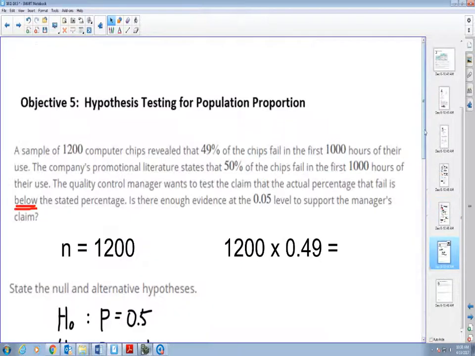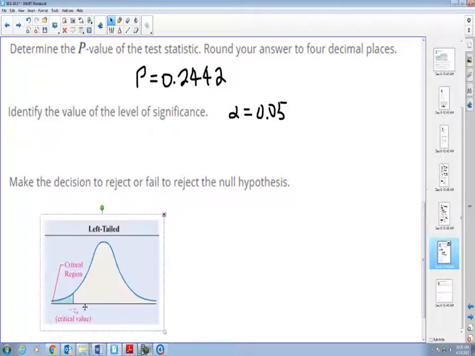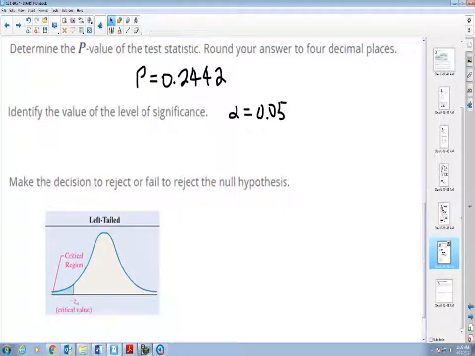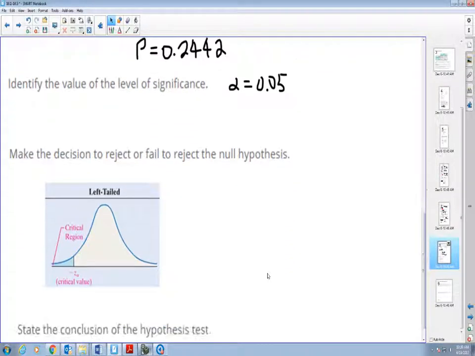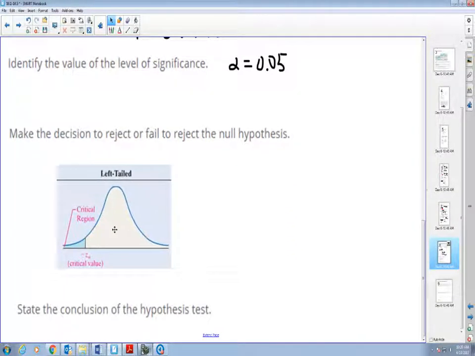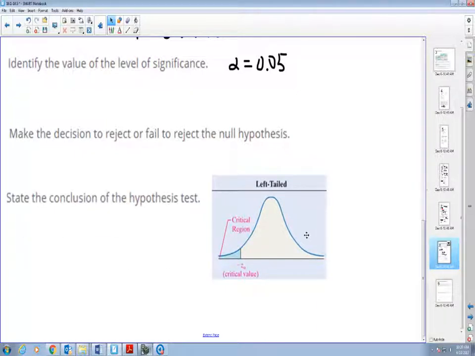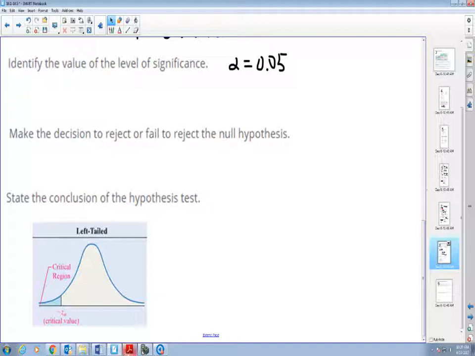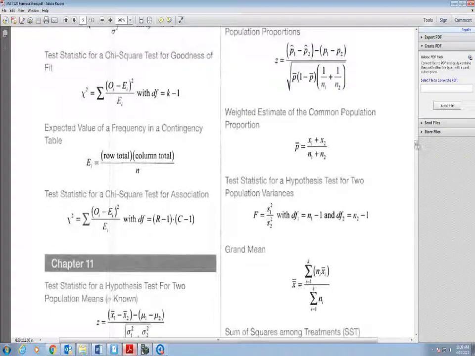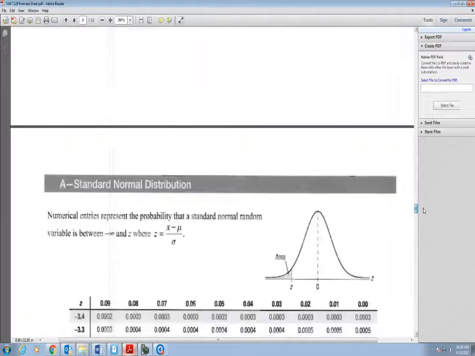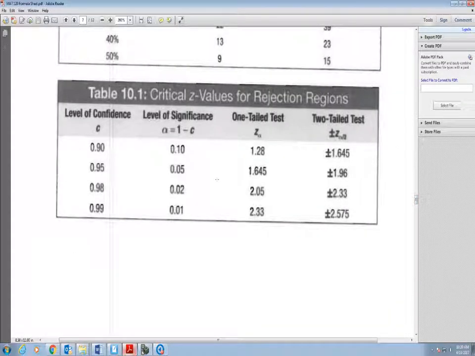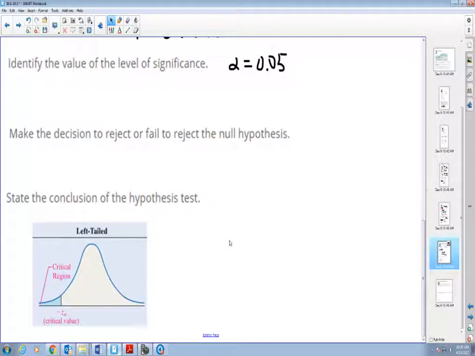This is not a critical T, so now we go back to negative Z sub alpha as the critical value. Let's look at the table, Table 10.1, 0.05, one-tail test. That would be 1.645, and it would be negative 1.645 because I'm doing a left tail test.